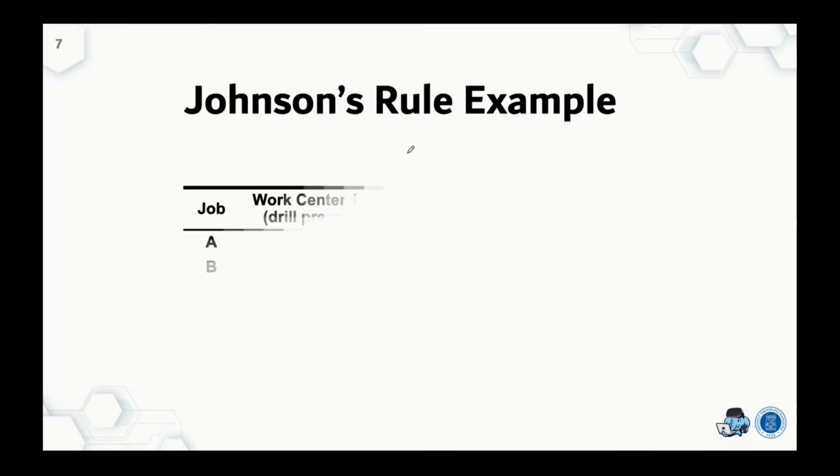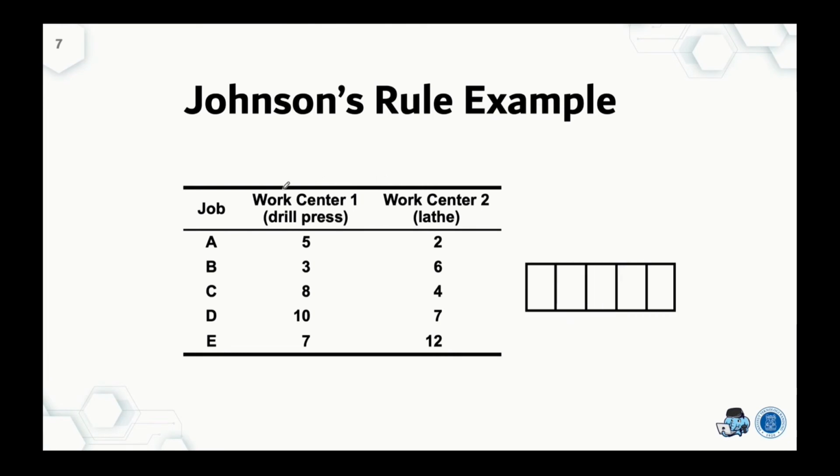How can we do that? Let's take a look at a simple example. Based on the algorithm in Johnson rule, we look at the minimum time for each job. Job A has the minimum of 2 in work center 2, so we should sequence job A last. So we put A here on the right-hand side. And then let's take a look at B. The minimum time is 3, which is in work center 1, so we should assign job B first.